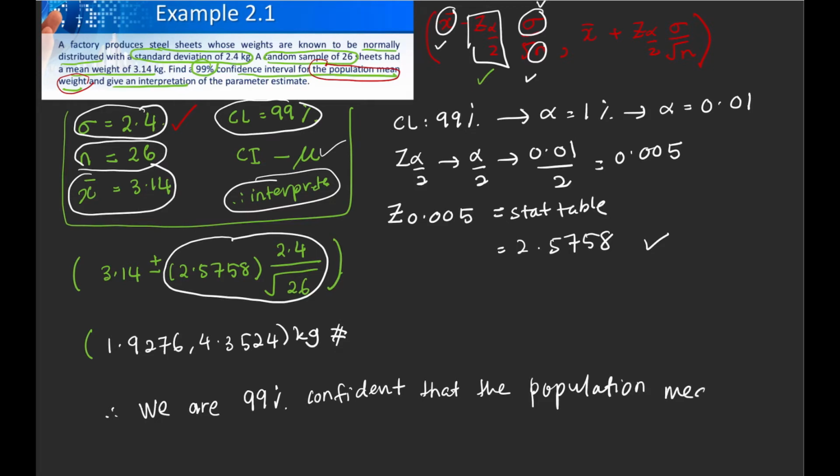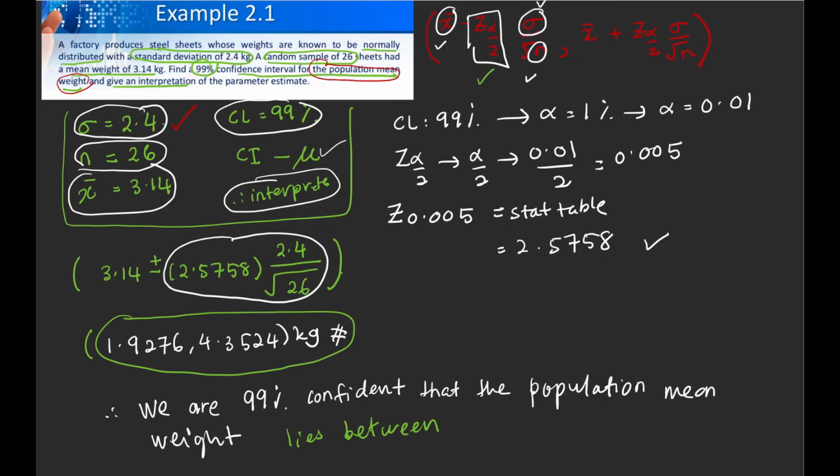Population mean weight, okay, and then you put lies between your answer here, lower boundary and the upper boundary, lies between 1.9276 kilogram and 4.3524 kilogram. So don't forget, in your interpretation you must state the population mean. The word population is very important because we want to estimate the population mean. So this is your answer.